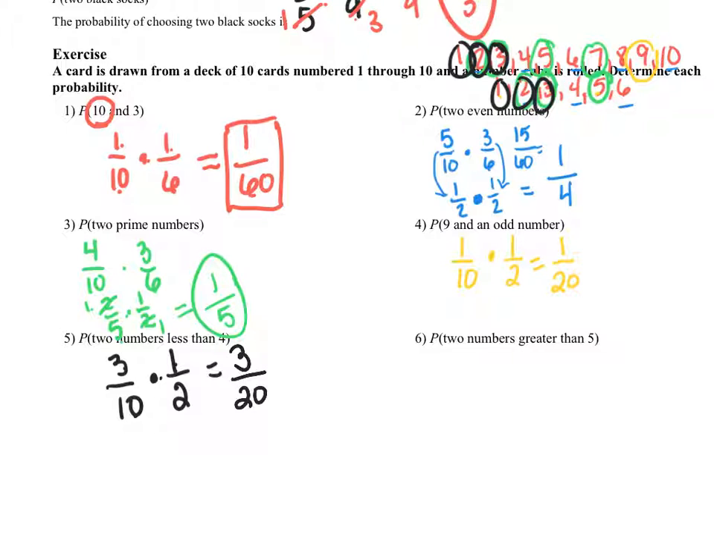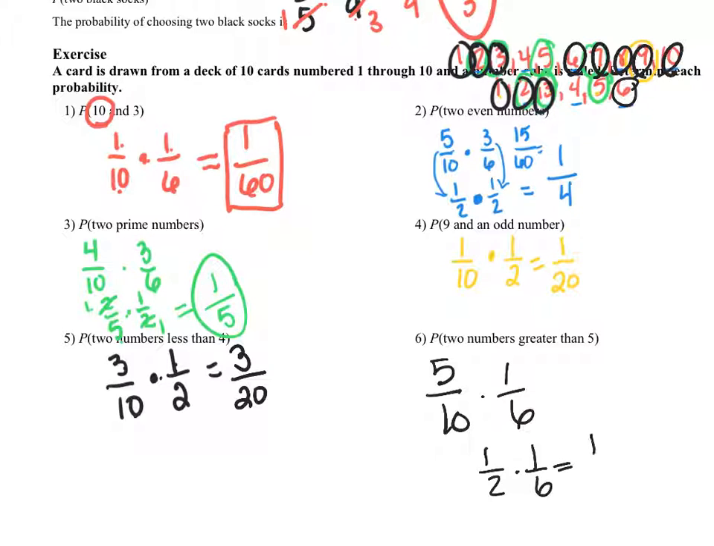Okay. And the probability of 2 numbers greater than 5. So does that include 5? No. Nope. So 6, 7, 8, 9, 10. So 5 out of 10. And greater than 5 would just be 1 out of 6. So I'm going to say 1/2 times 1/6 is 1/12.